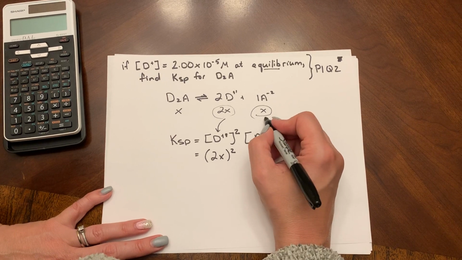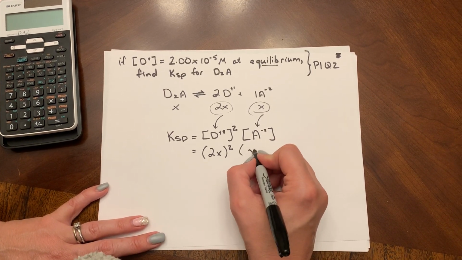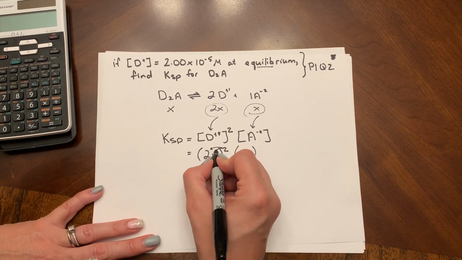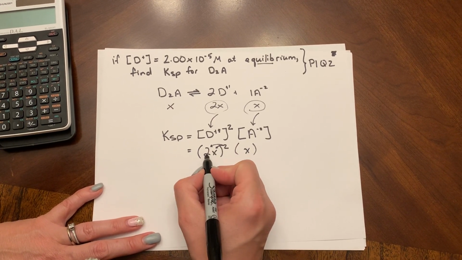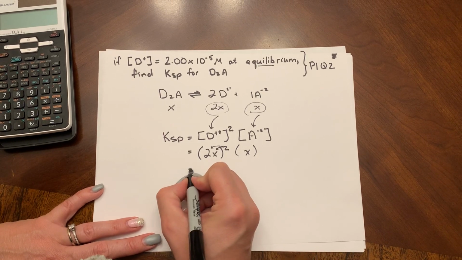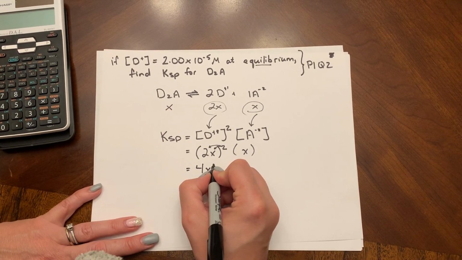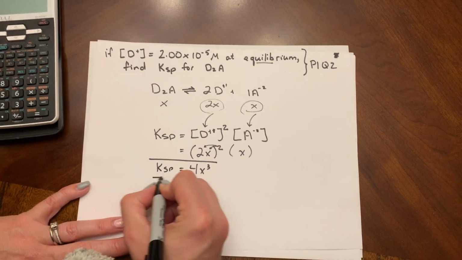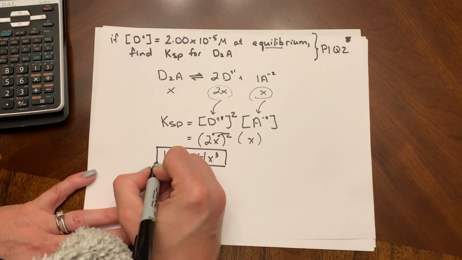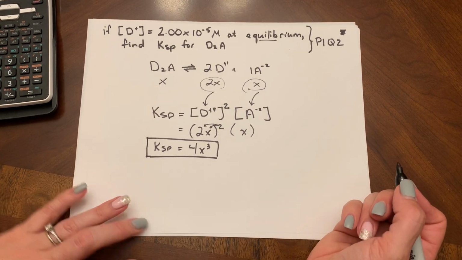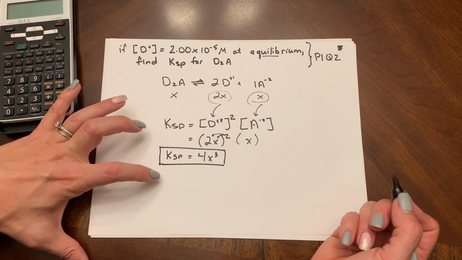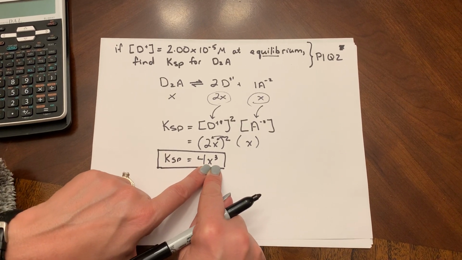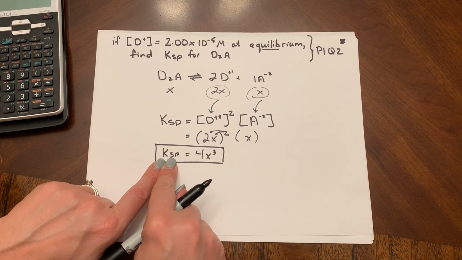And we said the concentration of A was x, times x. Now remember, this 2 applies to both the 2 and to the x. So this is 4x squared times x, which is 4x cubed. So now we have simplified this to a very simple math equation for us to use. At this point, all questions are the same, guys. Either I give you the KSP and say find x, or I've given you x and said find the KSP.